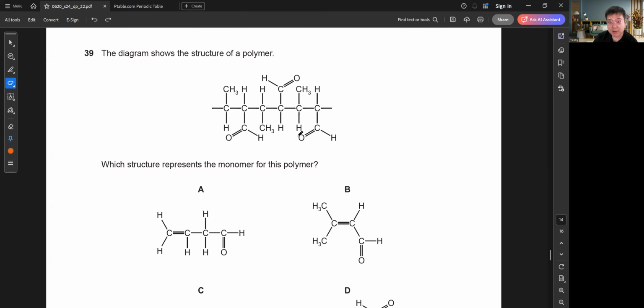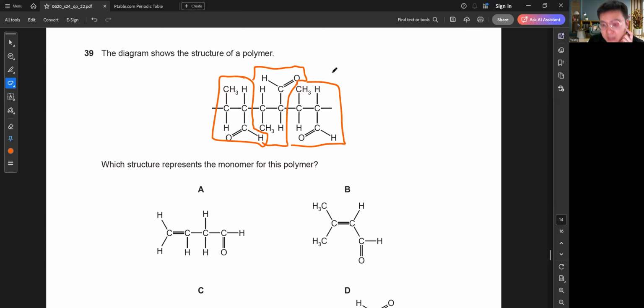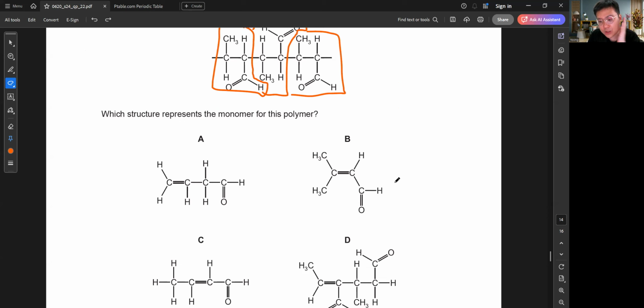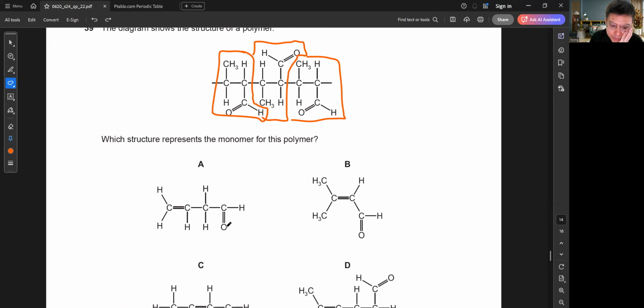39. The diagram shows the structure of a polymer. Which one represents the monomer for this polymer? So notice the pattern here. If students pay attention, they can see that this is one group here, this is another group here, and this is another group. If you pay attention, the pattern is repeating itself. So which one is the monomer? One of these. You just look down at the drawing and see which one shows one of it. It looks like it's A, because it's C and then CH3. You can imagine this as one group and this as one group.